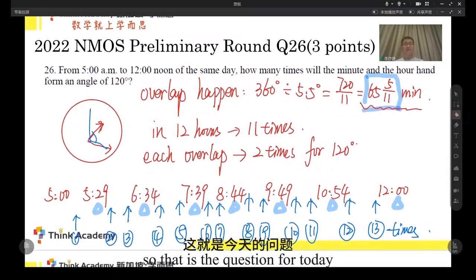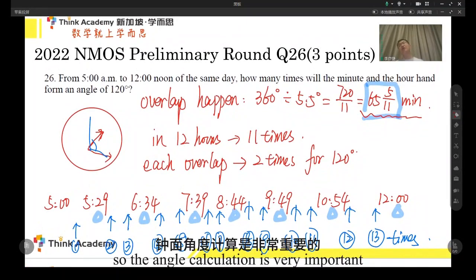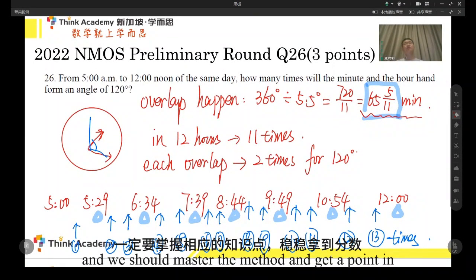So that is the question for today. The angle calculation is very important, and we should master the method and get a point in the NMOS round.